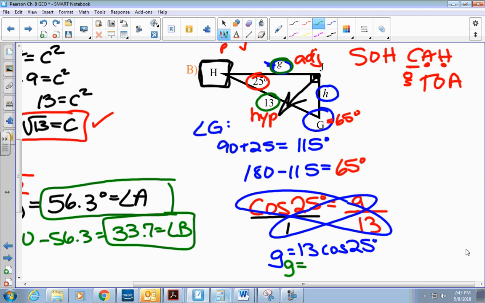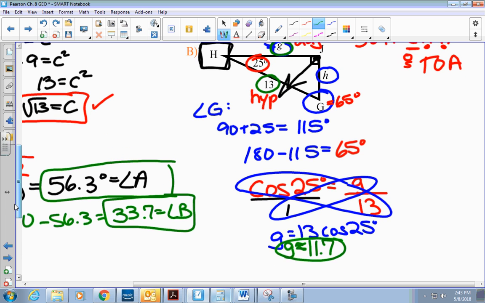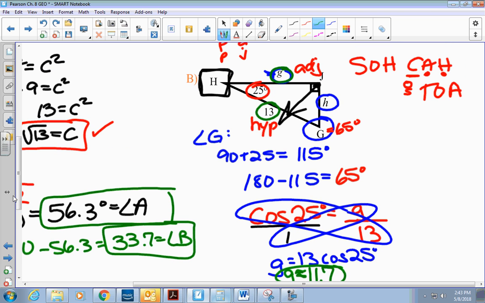11.7. Thank you. We'll keep it at 11.7. So it's approximately equal to 11.7. So baby G is 11.7. And now we're missing baby H.